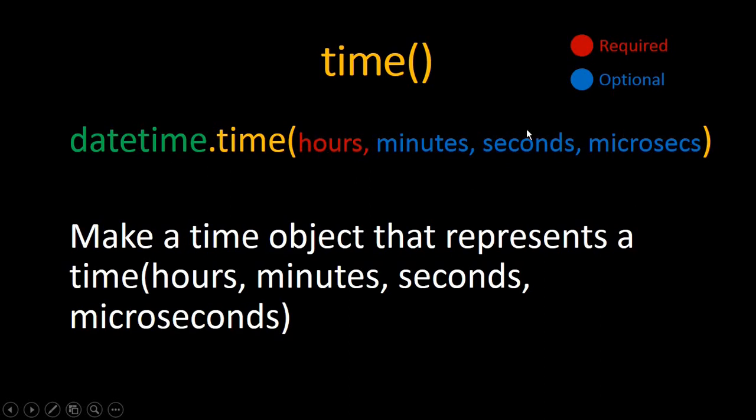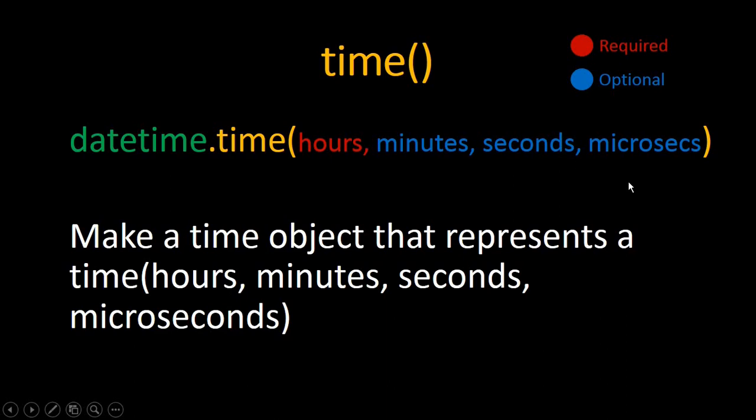We have here several attributes that you can put, which are hours, minutes, seconds and microseconds. As you can see, the hours are required, but the minutes, seconds and microseconds are optional. So you can create a time object with just hour and minutes, or just hour, minutes and seconds, but you don't need to put them all. As you can see here, it makes a time object that represents a time: hour, minute, seconds and microseconds.